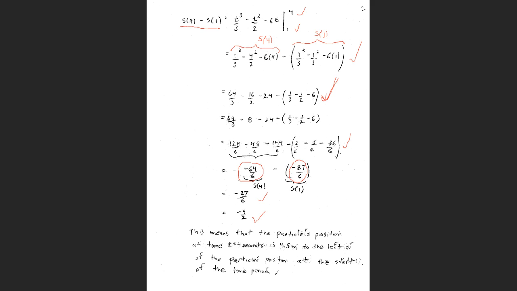I'm going to give you, of course, a chance to copy everything. This means the change in the particle's position from t equals 1 to t equals 4 seconds is negative 4.5 meters, because the difference between S(4) and S sub 1 is negative 9/2. That equals negative 4.5. Hold on here, one moment, class. That'll be negative 4.5.